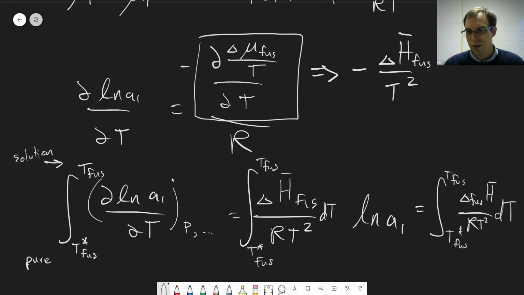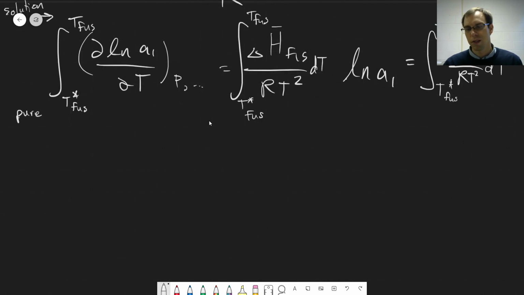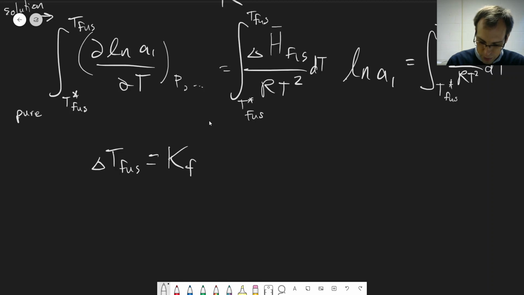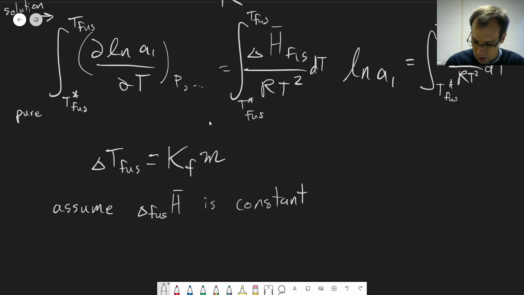When you probably learned about freezing point depression the first time, you probably also saw that it's often represented in a much simpler equation, that the difference in our freezing point is equal to some freezing point constant times the molality, m. So you may have learned about this in general chemistry. And we can get to this form from the integral that we just got by making some assumptions. The first assumption is that we can assume that delta H fusion is constant over the temperature range that we're considering, and usually this is a few degrees, so this is a pretty good assumption.